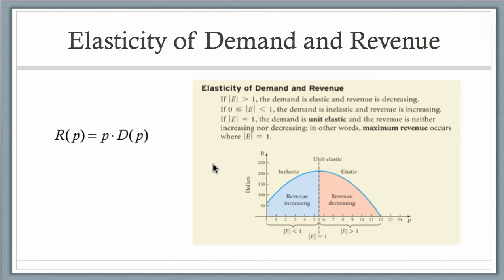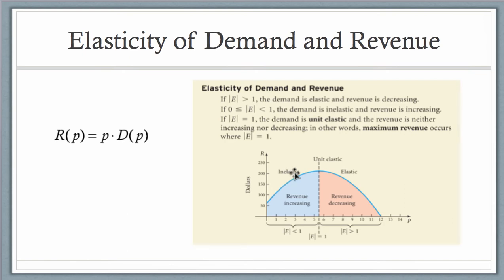Lastly, we have the elasticity of demand and revenue. So from the previous course, you should know that our revenue function with respect to price is just price times the demand function. So if my elasticity is greater than 1, we know that the demand is elastic, so the revenue is going to be decreasing. However, if my elasticity is less than 1, then our demand is inelastic and the revenue will be increasing.